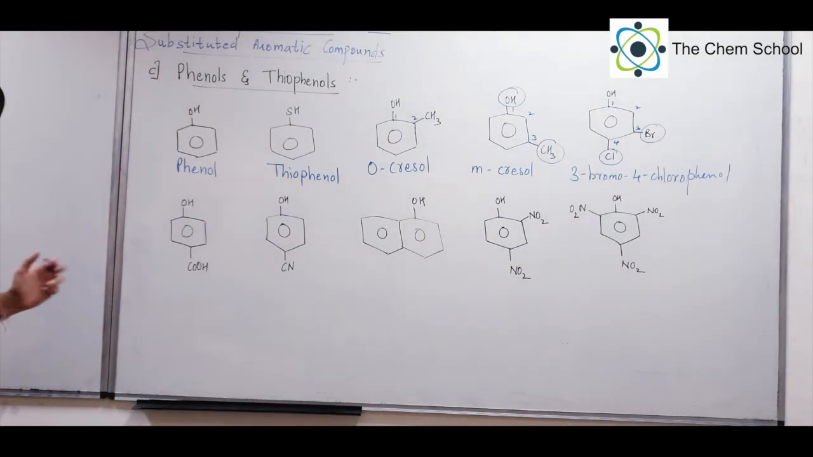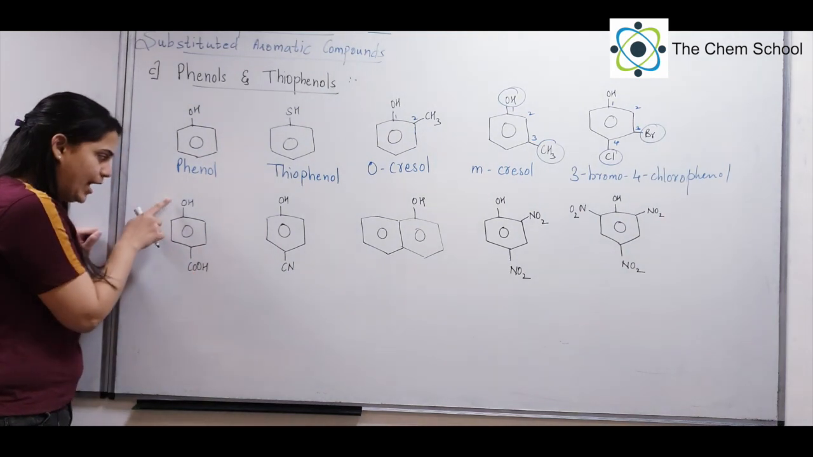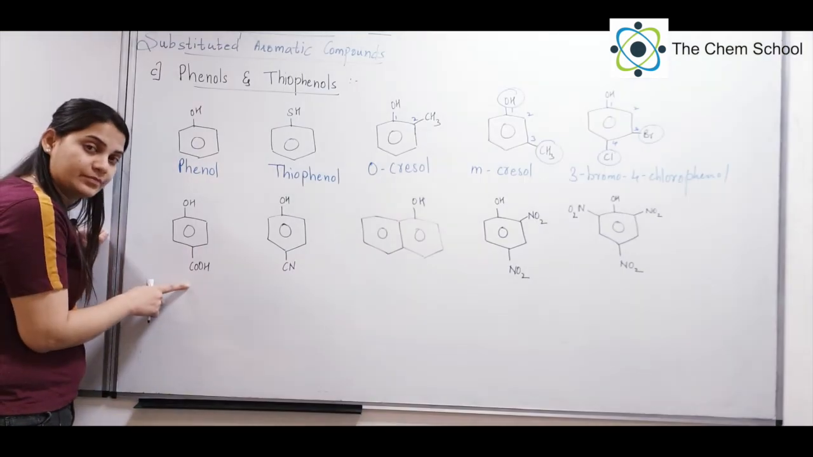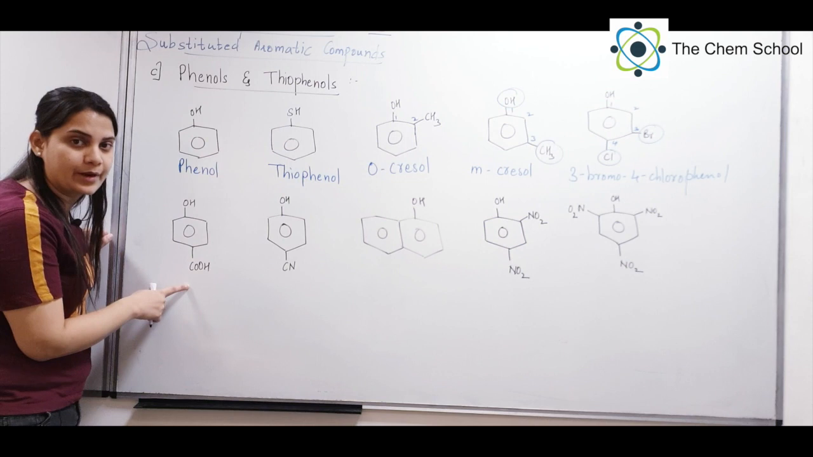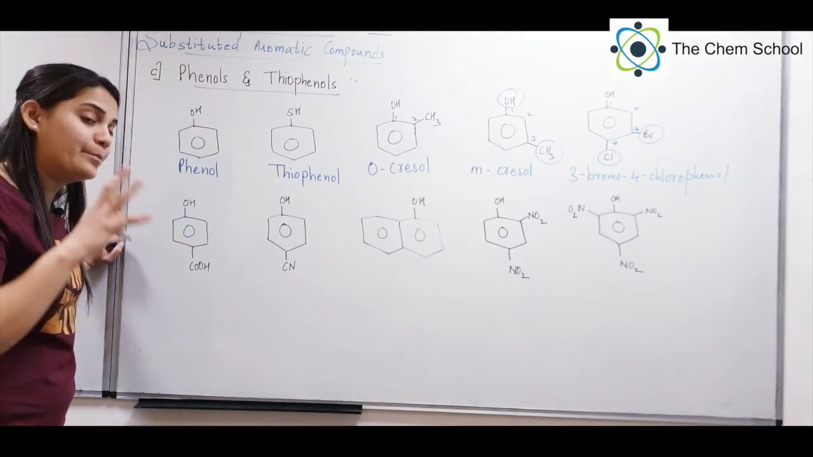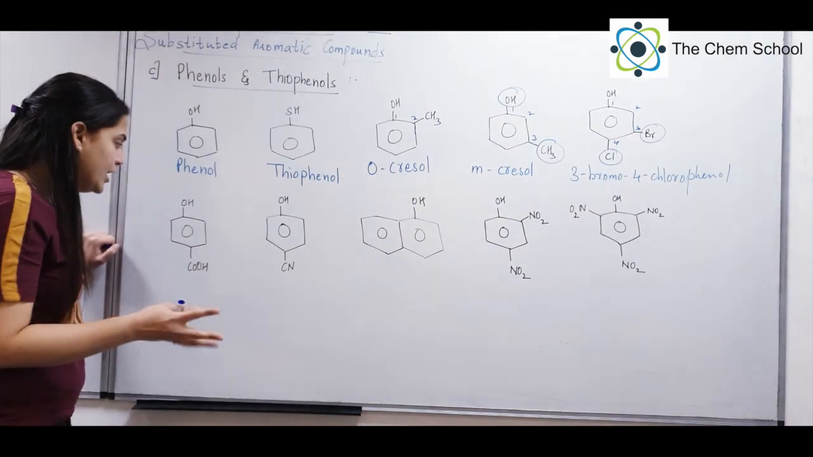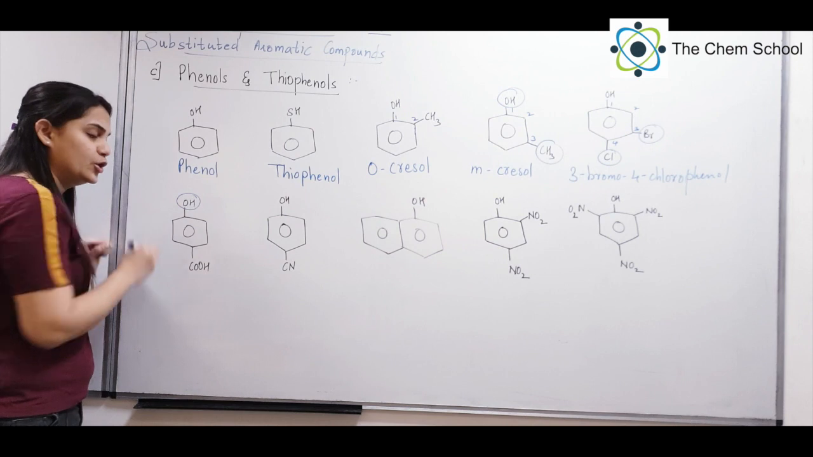Let's have a look at the next one. If you remember, in the last class I said that if you have OH and COOH, first you need to decide which one is going to be your priority. Obviously, carboxylic acid is a much bigger priority group. So the parent ring is going to be benzoic acid. In the last class, we spoke about it. So definitely in this case, OH is going to be your substituent.